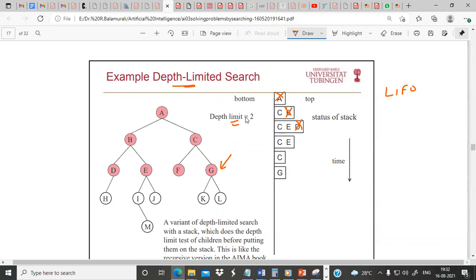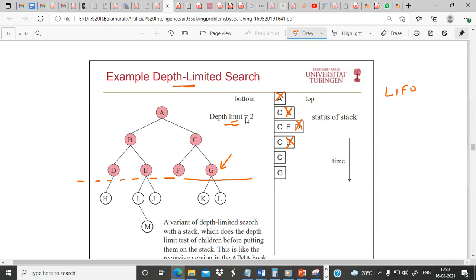Now we won't explore D because our depth is limited to 2. What is our depth limit? 2. So already we have reached 2. So we assume that D is a leaf, because our maximum depth level is 2. The algorithm doesn't go beyond that. So after knowing that D is not the goal state, we don't explore D. Now once again the algorithm continues. What's the top of the stack? E. So we remove E and check whether E is the goal state or not. No, E is not the goal state. Now we don't expand E because E is also at level 2.